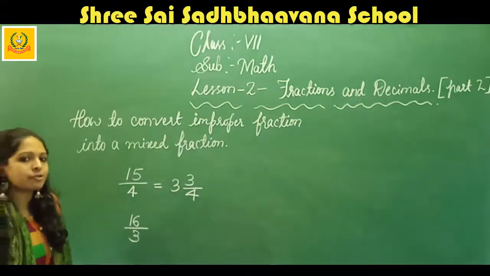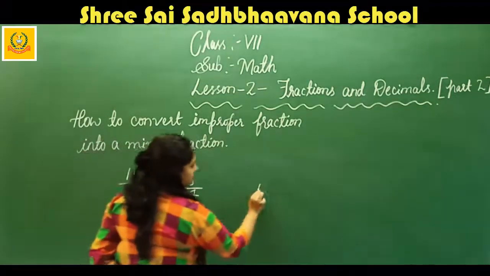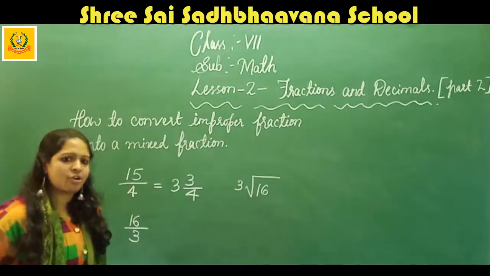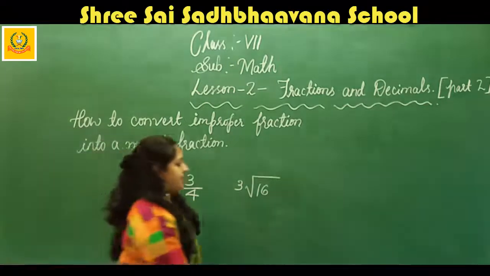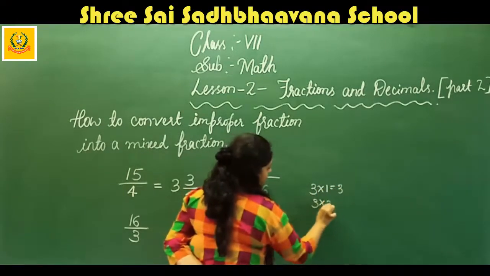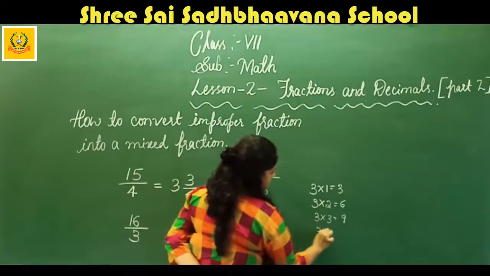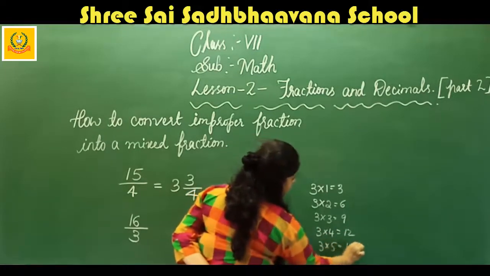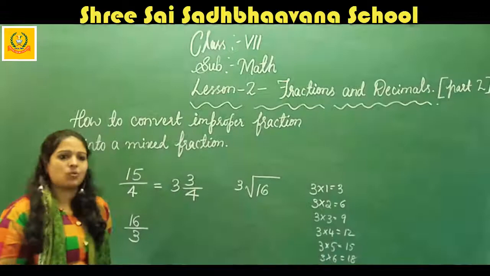So now you tell me what I have to do first here. I have to divide this 16 by 3. Which table do I have to write? I have to write the table of the divisor. Divisor is nothing but 3. So let me write: 3 ones are 3, 3 twos are 6, 3 threes are 9, 3 fours are 12, 3 fives are 15, 3 sixes are 18. Till here is enough.